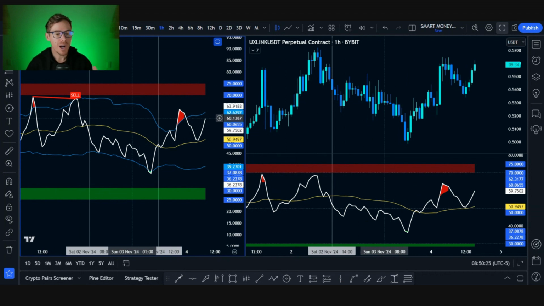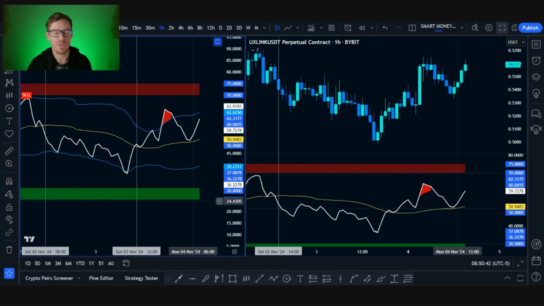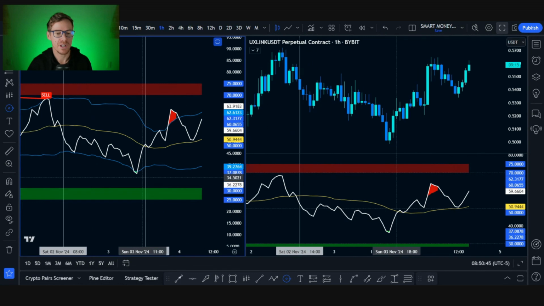So guys, if this white line is underneath the yellow line, you're only looking for shorts because it's showing you it's in a bearish sentiment. If it breaks above, then you're only looking for longs. It's in a bullish sentiment. But remember, guys, this is more of a continuation strategy. If you were a reversal trader, you're going to catch the reversal down at the Bollinger Band over here.